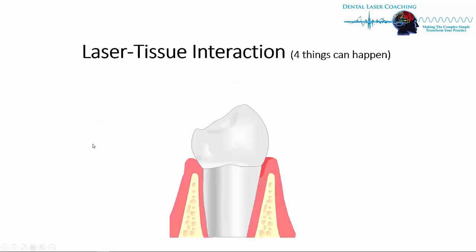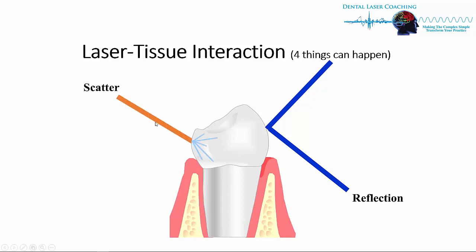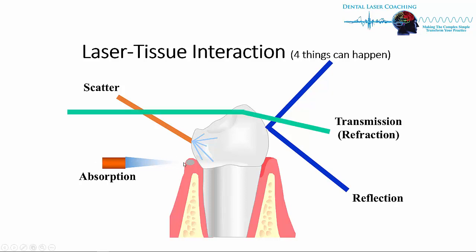So one of four things can happen with the laser. The first one we don't want: we don't want it to reflect, just like a laser pointer on a mirror. We want it to interact. It could scatter. We don't want it to do that either unless we're doing some low-level laser work. We want it to work for us, and how we do that is through absorption. We want the laser energy to be absorbed in the tissue and ablate the tissue in most cases. And if it has no interaction, like I showed you with that crown, it'll go right through the crown in that case, but then interact with the cement. That's called transmission or refraction.